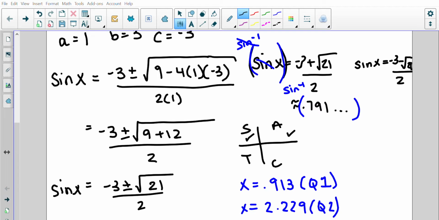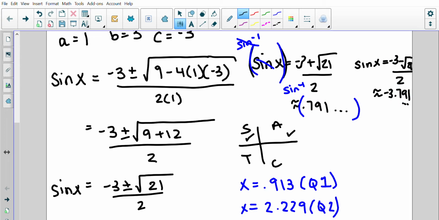So I'm going to go back into my calculator in the normal screen, and I'm going to do -3 minus the square root of 21 this time, and then divide that by the 2. And that should give you approximately -3.791. So that is approximately -3.791. But again, as you might be aware, sine has to be in between -1 and +1.